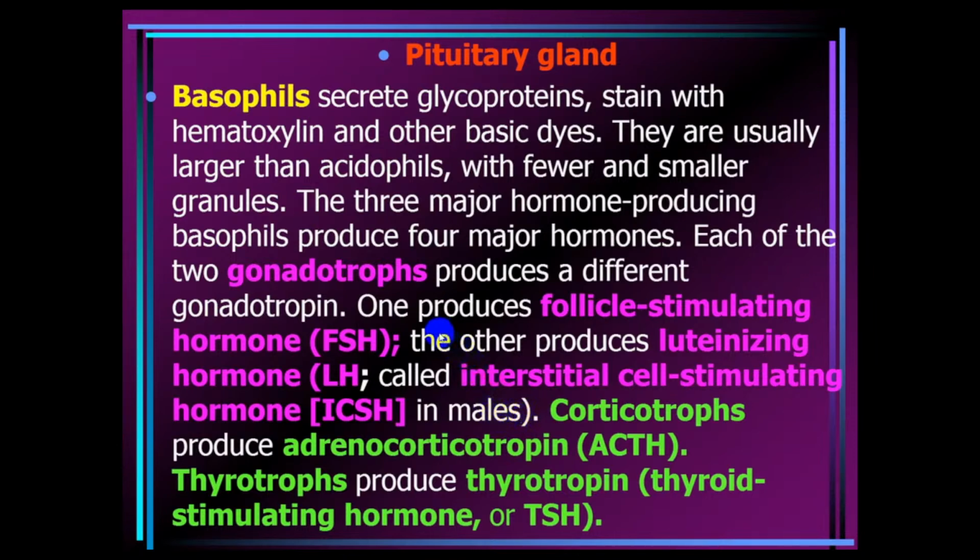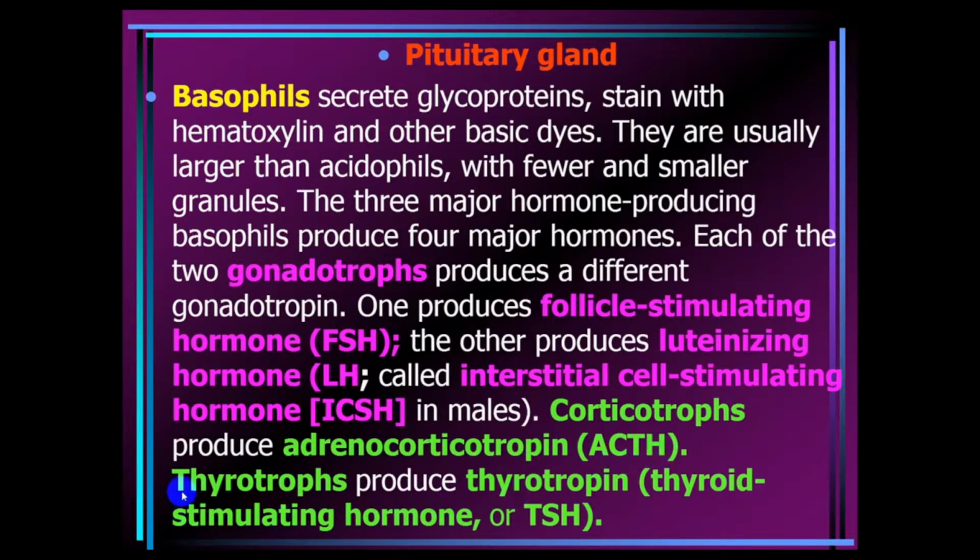The second group of basophils get the name corticotrophs. These cells produce adrenocorticotropic hormone, ACTH, and this hormone controls the activity of the cortex of the adrenal gland, the suprarenal gland.